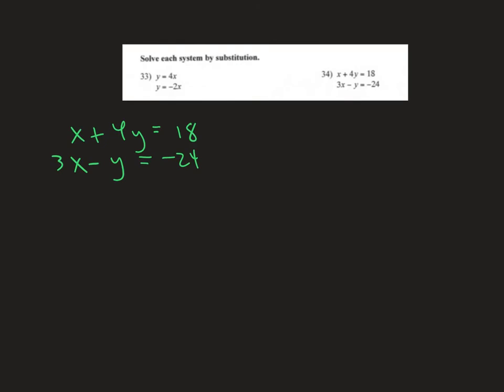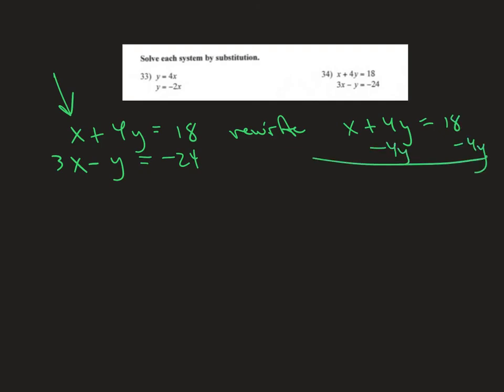Let's try one with a little bit more meat on the bone here. I see that x is all by itself. So could I rewrite this equation and solve it in terms of x? I say, well, x plus 4y is equal to 18. Subtract 4y from both sides. Again, this is why we need to be able to isolate variables, right? Solving equations in terms of another variable. So I solve this for x.